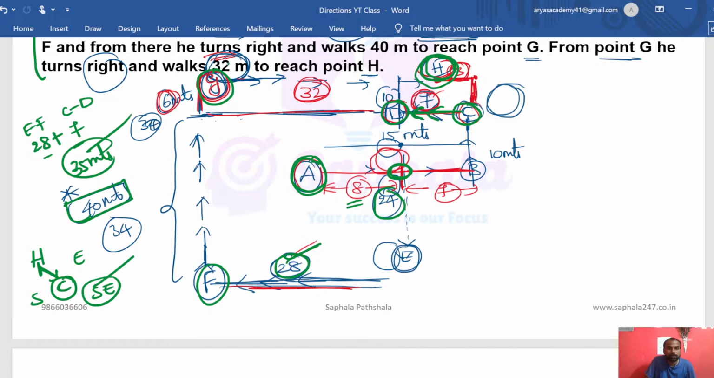I'll change the color to make you not get confused. So they're asking you what is the shortest distance between H and A. So that is the question. I'll draw only what is required, that much. So A, here comes the imaginary point J. J is here, no? Intersection point.